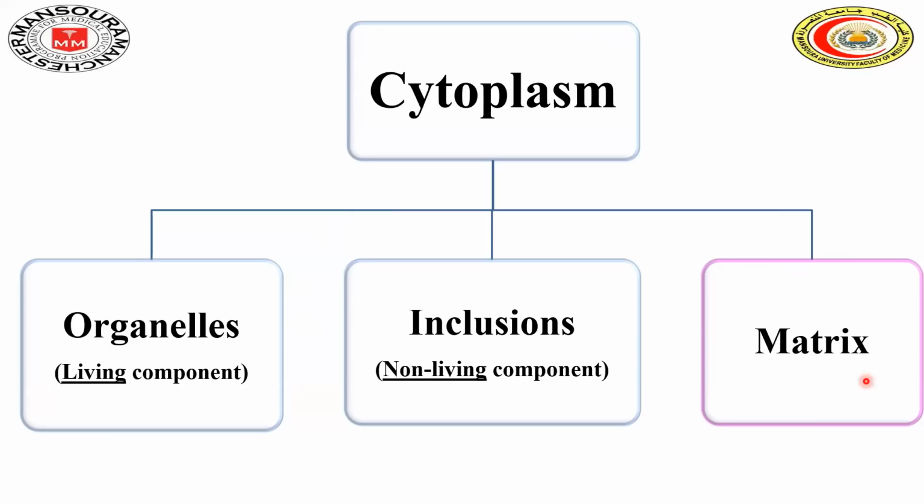So finally, cytoplasm can be divided into three parts. The organelles, representing the living, functioning part of the cell. Inclusions represent the non-living or stored components inside the cell, and both are present inside a fluid called the matrix. Let's start with the cell organelles, the living part as we mentioned.